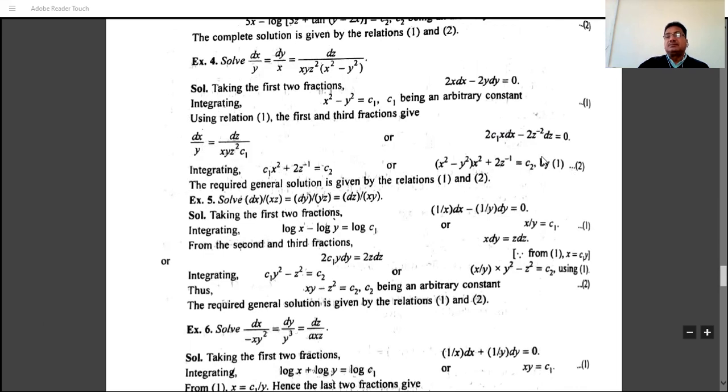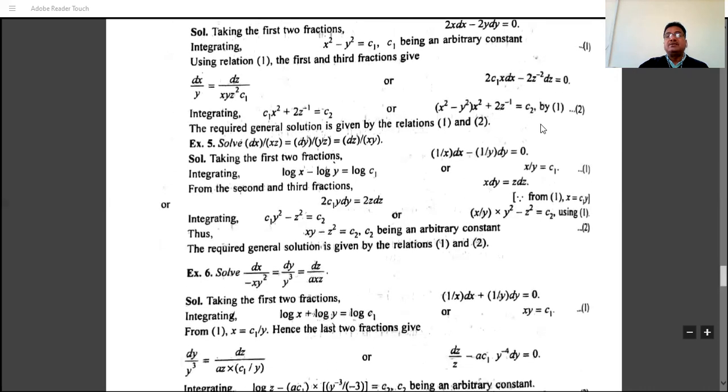Okay. Z raised to minus 2, integration is z raised to minus 2 plus 1 divided by minus 2 plus 1. That is z raised to minus 1 divided by minus 1. That minus minus become plus sign. Okay, so these 1 and 2 form the general solution of the given differential equation.